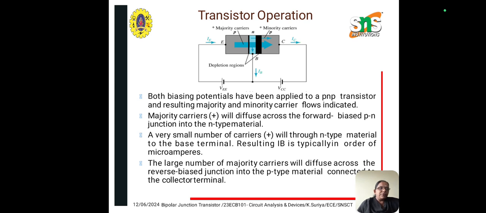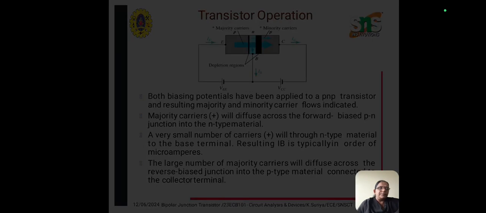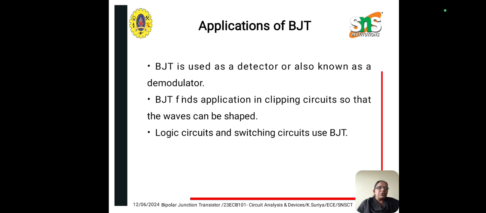Majority carriers will diffuse across the forward biased PN junction into the N-type material. A very small number of carriers will pass through the N-type material to the base terminal, resulting in the current IB, and it's typically in the order of microamps. The larger number of majority carriers will diffuse across the reverse biased junction into the P-type material connected to the collector terminal. A few applications of BJT: it is used as a detector, also known as a demodulator.